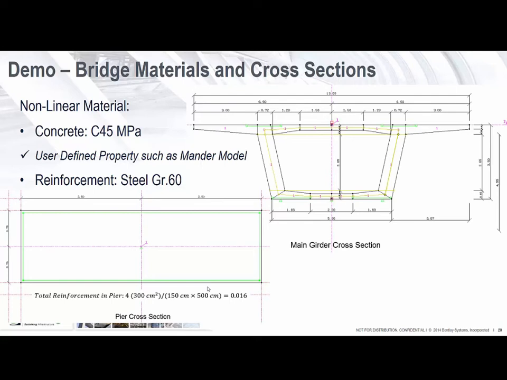For the pier cross section, we have it as a rectangular, 1.5 meter by 5 meter, and the total reinforcement that we use in the pier is 1.6%.